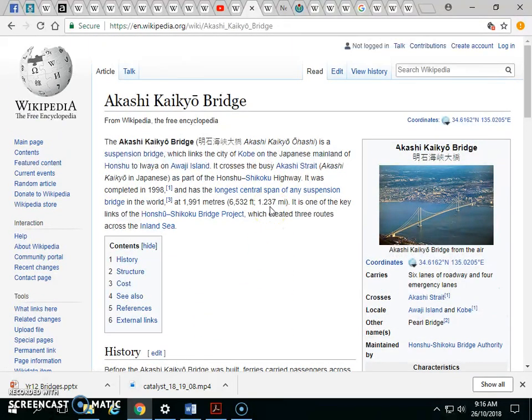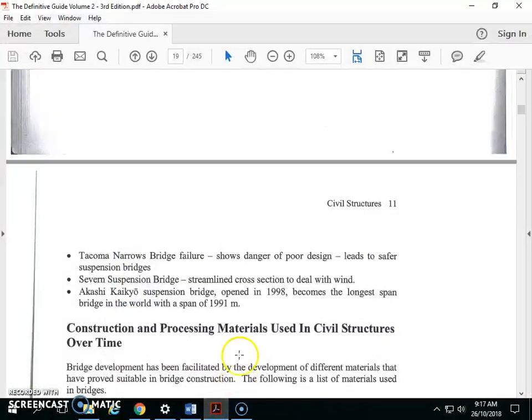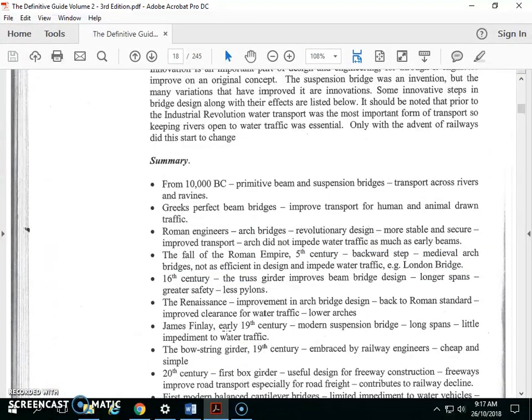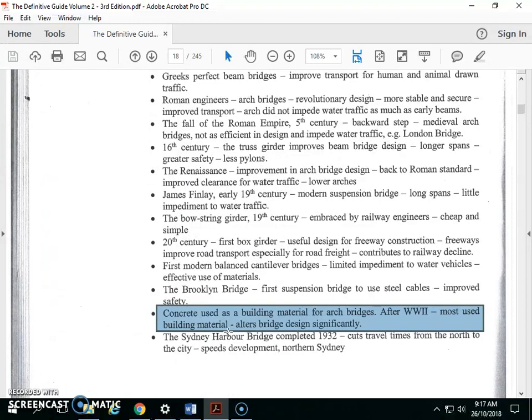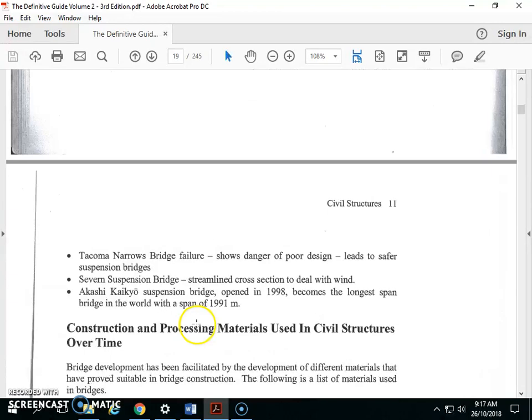Okay, so that's the summary. What we're going to do in the next video is start going through each of these parts and talk about those and why they're significant.